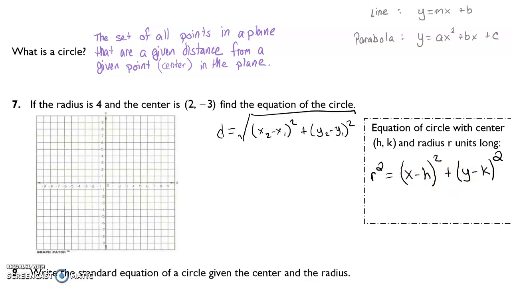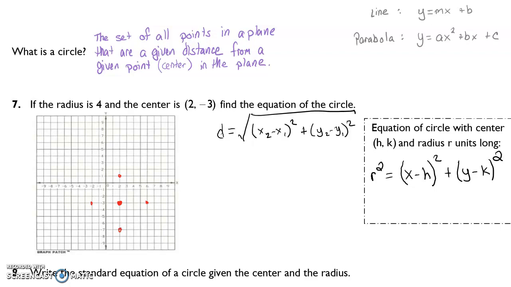So, with this particular problem, if the radius is 4 and the center is 2, -3, we can plot the center at 2, -3. Radius of 4 is easy if all I'm talking about is 4 units to the right or left. We have a point here and a point here. Not there. Here. Up or down, we can go here and here.